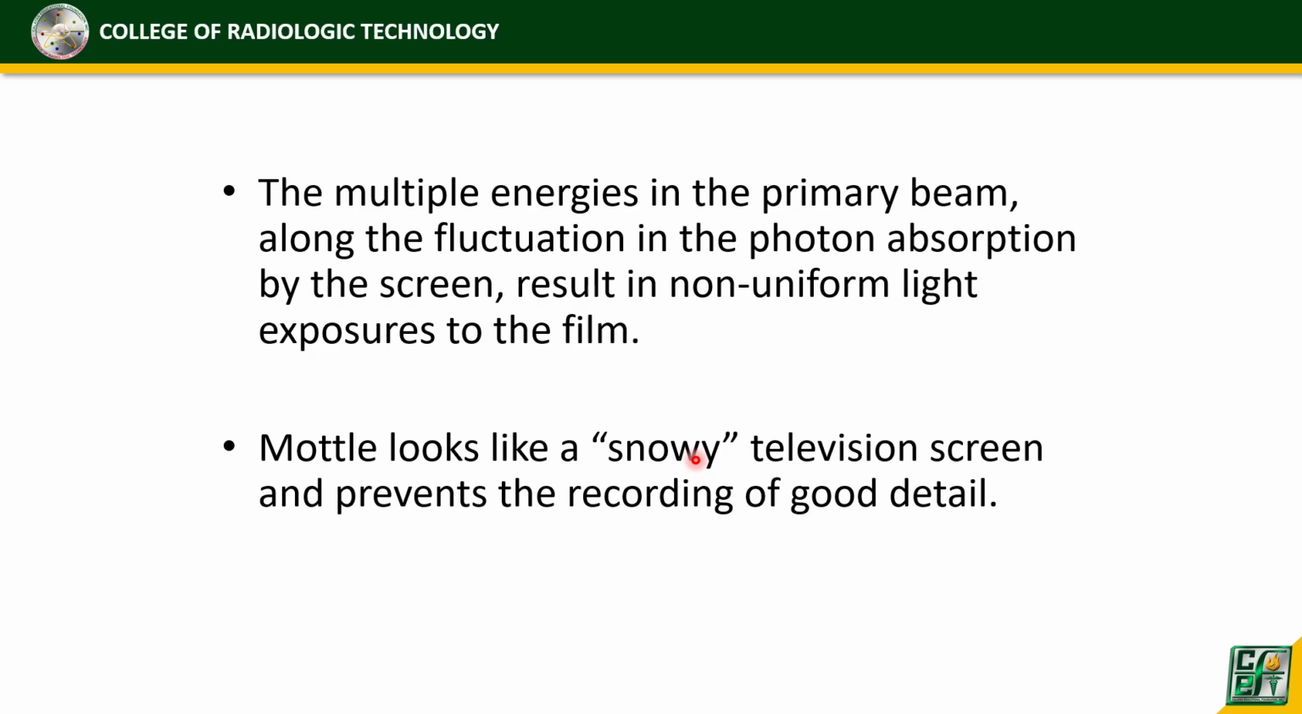Diba? Alam natin na hindi naman pare-parehas yung energy ng X-ray photons na naproproduce sa ating anode. Okay? Kaya nagkakaroon ng non-uniformity ang exposure ng ating film. Hindi lang yun, pati rin yung kapag tumama na yung primary beam sa anatomical part, so nakadepende na yun sa attenuation, sa absorption ng photon. Okay? At doon nga ay makakapag-produce tayo ng image.